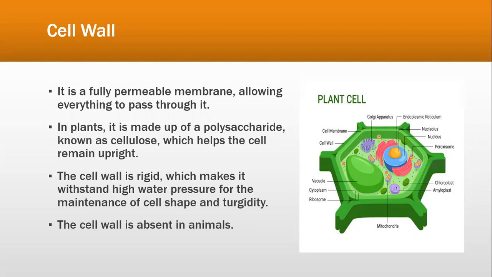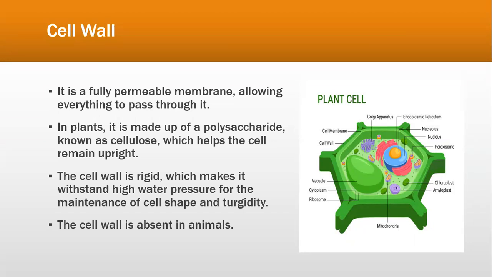Cell wall क्या है? It is a fully permeable membrane allowing everything to pass through it. In plants, it is made up of a polysaccharide known as cellulose, which helps the cell remain upright. हमने discuss किया था कि fungi में it is made up of chitin, bacteria में cell wall is made up of peptidoglycan chains.